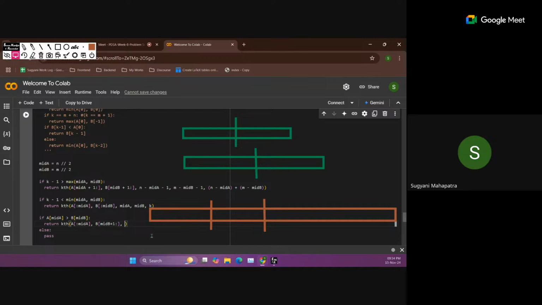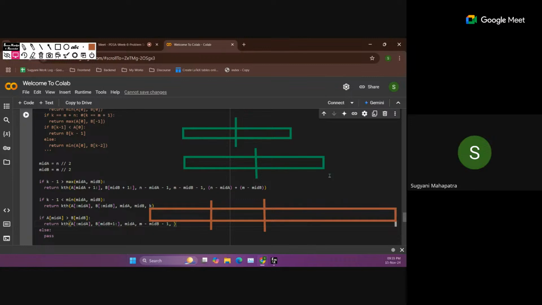Now what will be the n length? The length of the subarray of A that we are considering is mid of A. And for B, the length will be M minus mid of B minus 1.